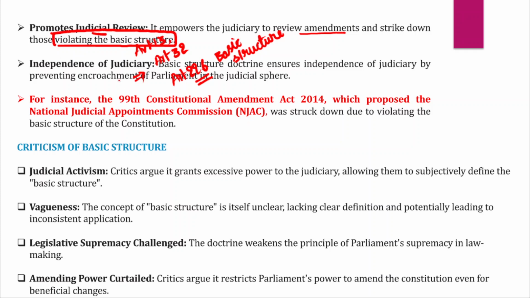And apart from that, it also protects the independence of the judiciary as well, which we have just discussed, that independent judiciary is part of the basic structure doctrine.